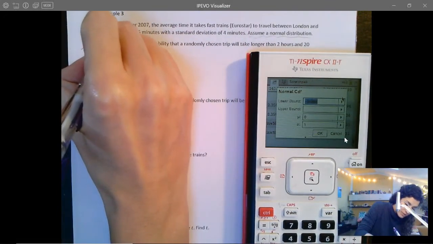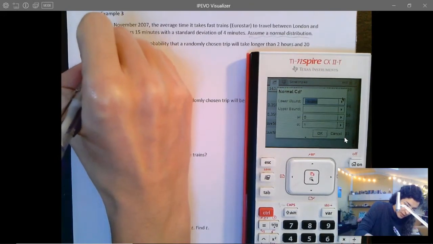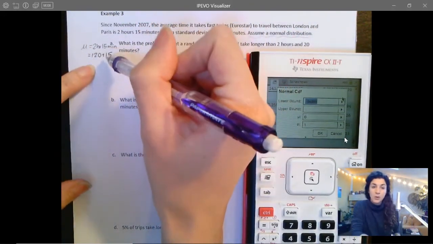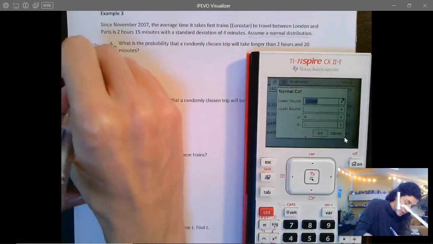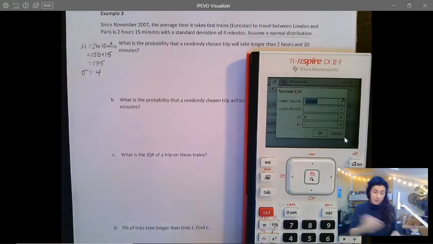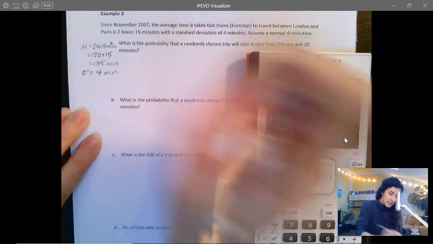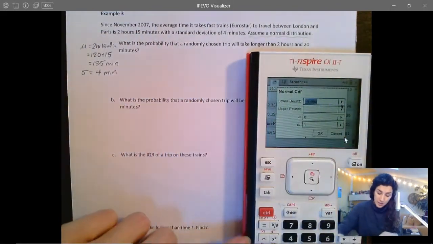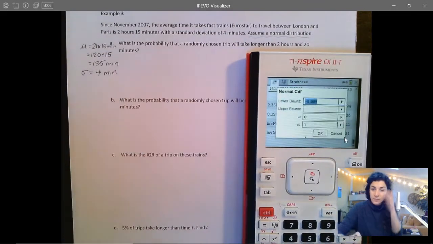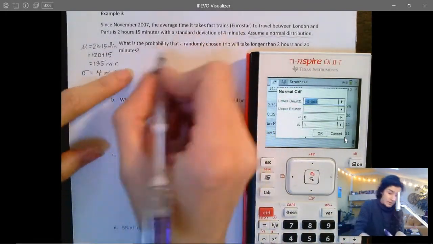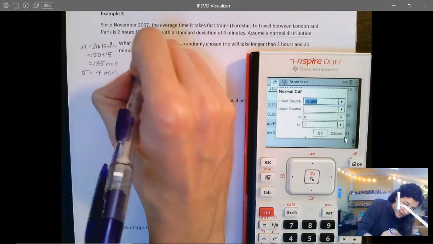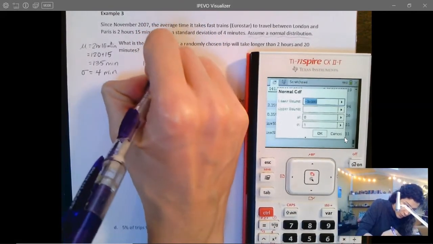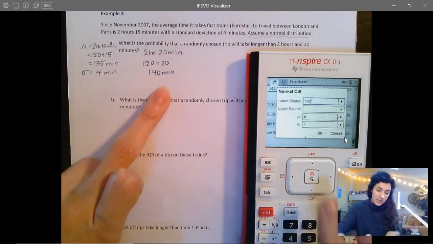So 2 hours, 15 minutes. That's 120 plus 15. So 120 is your 2 hours, and then your 15 minutes. So that's 135 minutes. Standard deviation is 4. Now everything is in the same unit of measurement, minutes. So then now my X value that I can put in here, 2 hours and 20 minutes is 120 plus 20, so 140 minutes. So I want to be at 140 minutes or more.